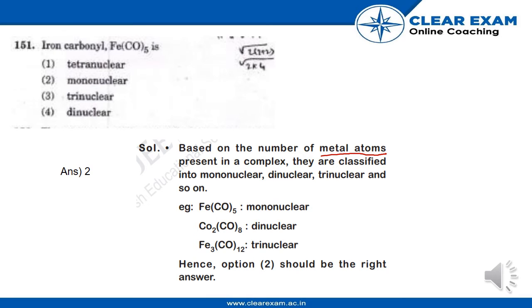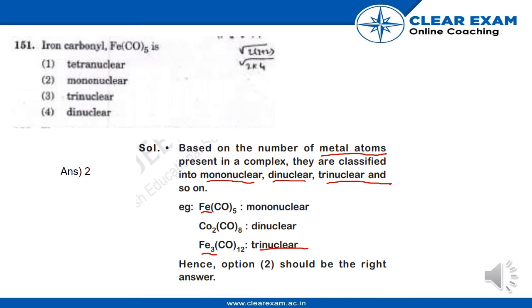This means that if there is one metal atom in the complex, it will be called mononuclear. If it has two metal atoms, it will be called dinuclear, and so on. So for example, Fe(CO)5 has only one metal ion, so it is mononuclear. In this one, it has three metal ions, so it is trinuclear.